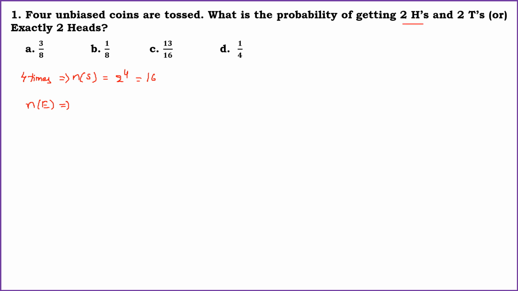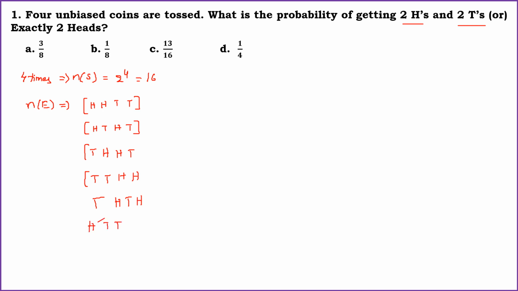He is asking for two heads and two tails. For example, we may get the combination head, head, tail, tail. Or head, tail, head, tail. Next combination, tail, head, head, tail. Or tail, tail, head, head. Or tail, head, tail, head. Or head, tail, tail, head. So these are the possible combinations. In total, there are six combinations.